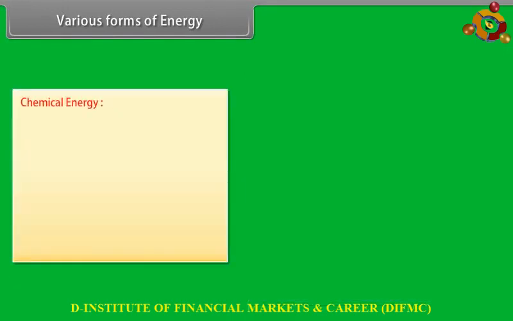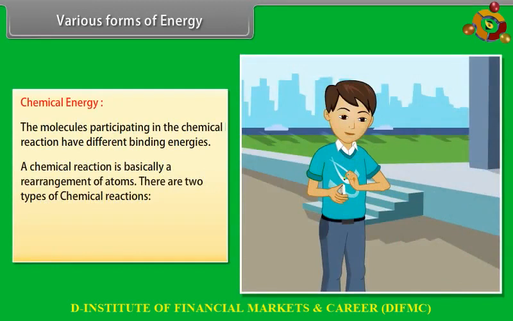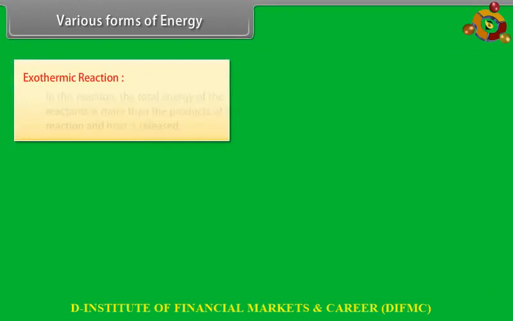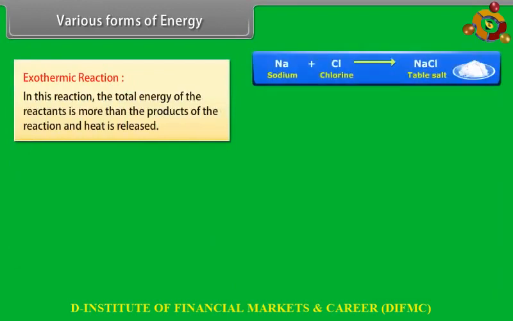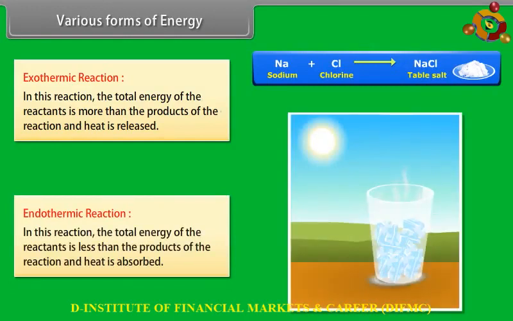Chemical energy. It arises from the fact that the molecules participating in a chemical reaction have different binding energies. A chemical reaction is basically a rearrangement of atoms. There are two types of chemical reactions: number 1, exothermic reaction, and number 2, endothermic reaction. Exothermic reaction. In this reaction, the total energy of the reactants is more than that of the products of the reaction and heat is released. Endothermic reaction.